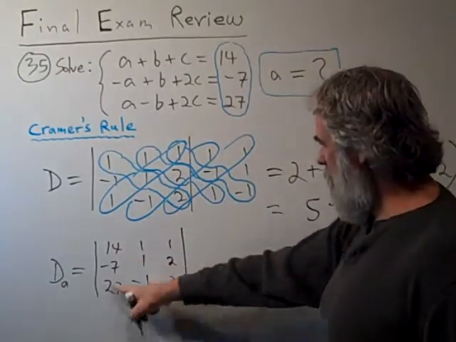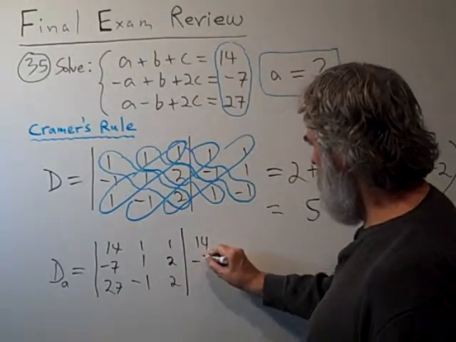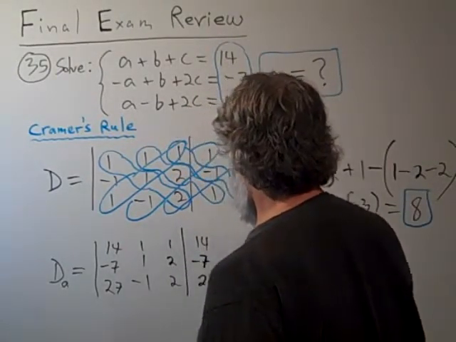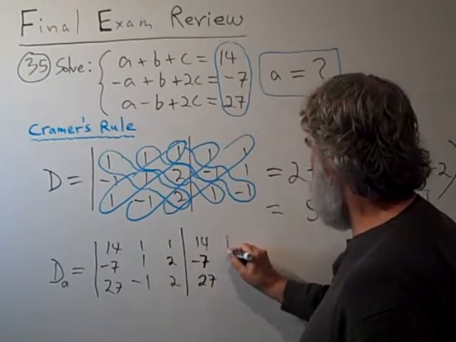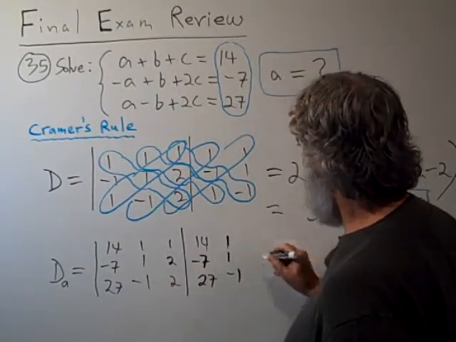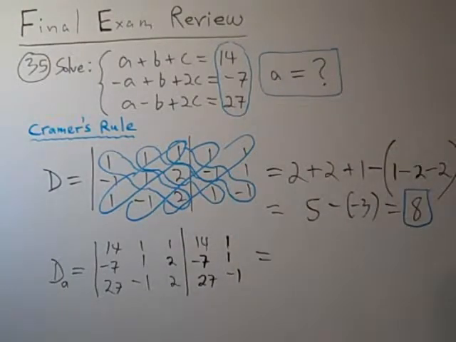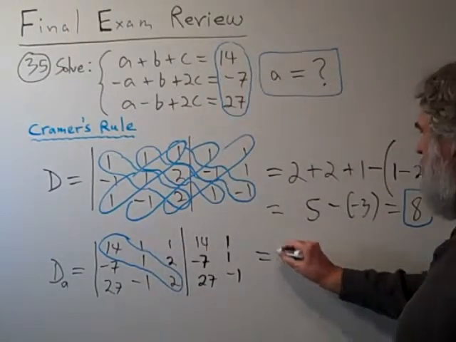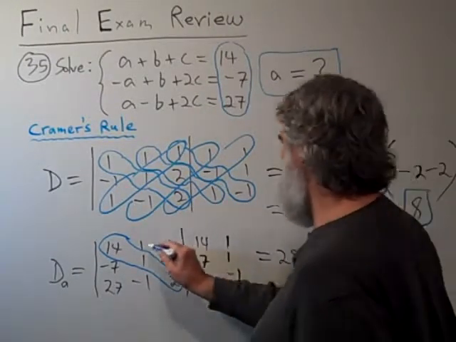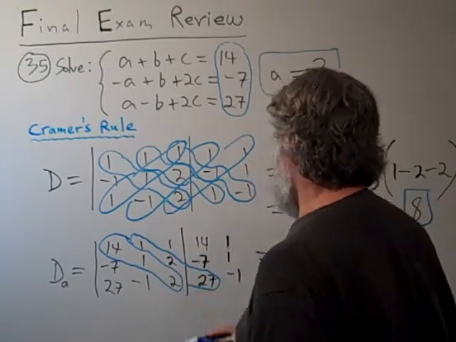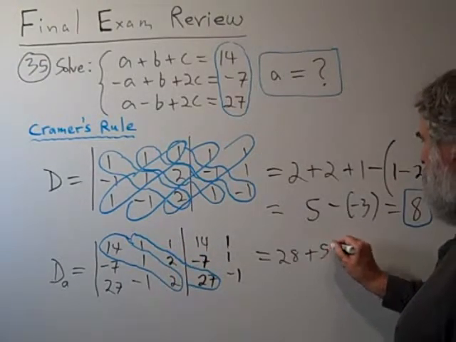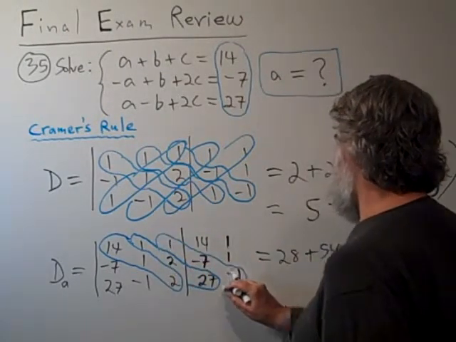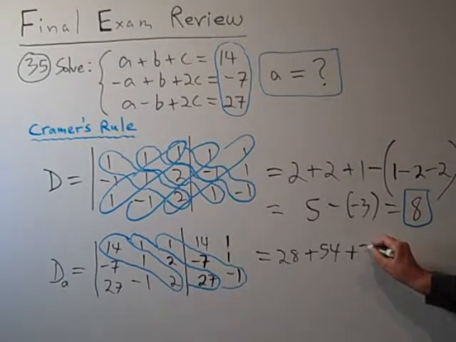Now we copy the first two columns of this matrix, which is 14, -7, and 27, and 1, 1, -1. And then we can start our diagonal multiplication process. We multiply 14 times 1 times 2, that's 28. And then we add to that 1 times 2 times 27, which is 54. Then we add to that 1 times -7 times -1, which adds up to 7.